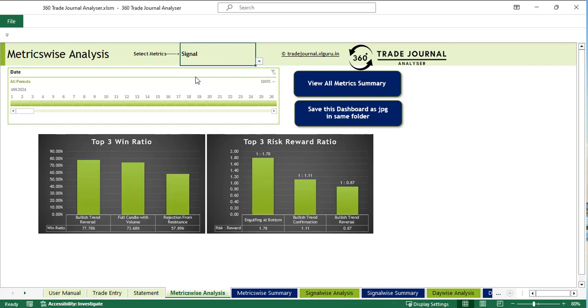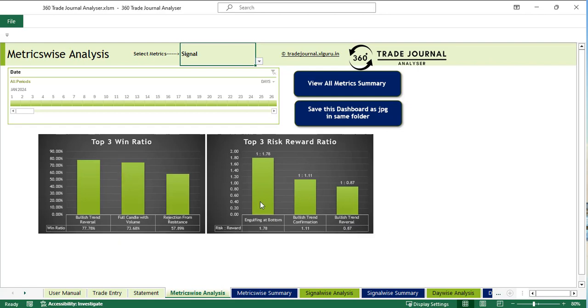So for example, first is signal. Your bullish trend reversal has the highest win ratio of around 80%, or 77.78%. Then the full candle with volume has the second highest win ratio. And then rejection from resistance, right? So the market is going up and it got rejected from some resistance level, that also has a high win ratio. Then you have the risk reward ratio: engulfing at bottom, bullish trend confirmation and bullish trend reversal.